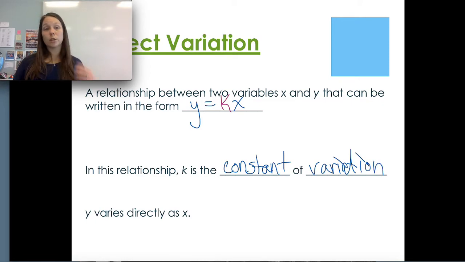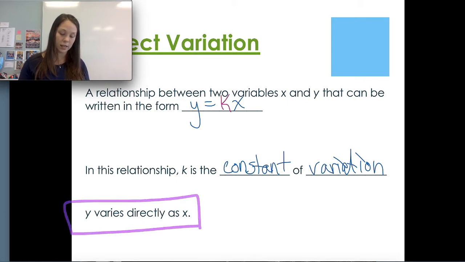You're dealing with a direct variation setup because you're going to notice this phrase in the instructions: y varies directly as x. Sometimes these variables will be different, but it's important to note the sequence of this phrase. It says y varies directly as x, meaning that y is equal to the constant of variation times x.